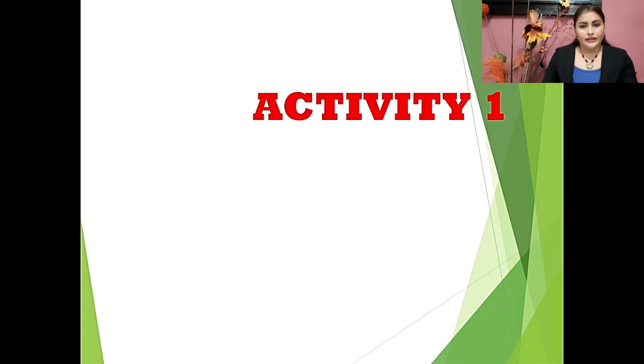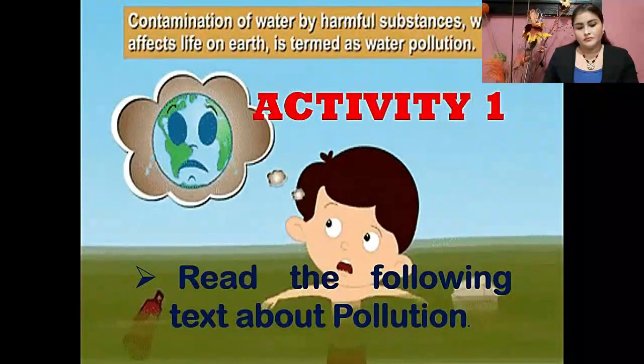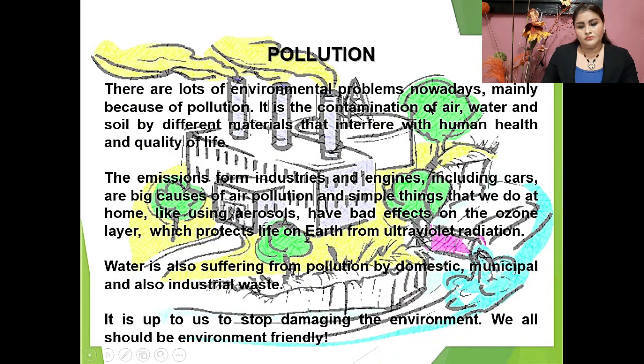We have the activity. Pay attention to activity number 1. Read the following text about pollution. Pollution. There are lots of environmental problems nowadays, mainly because of pollution. It is the contamination of air, water, and soil by different materials that interfere with human health and quality of life. The emissions from industries and engines, including cars, are big causes of air pollution, and simple things that we do at home, like using aerosols, have bad effects on the ozone layer, which protects life on Earth from ultraviolet radiation. Water is also suffering from pollution by domestic, municipal, and also industrial waste.